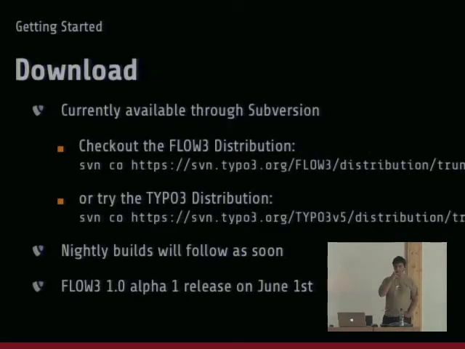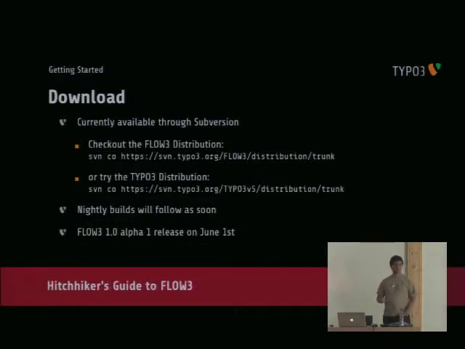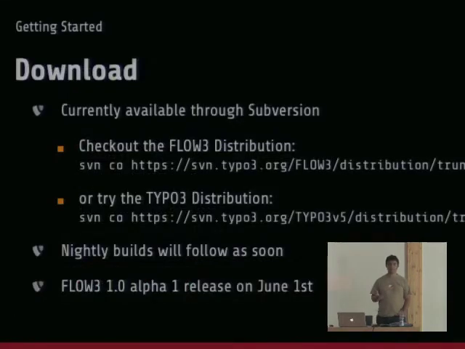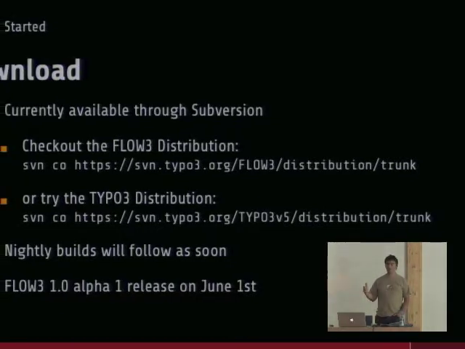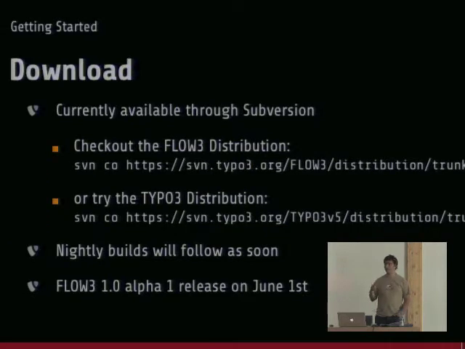You download it from Subversion, and as I said some days ago, when was the keynote? We'll have a first release on June 1st, and our strategy with the Flow 3 releases is that if we feel like the main concepts are in place and the API is stable enough that you should look at it, we'll have a first release on June 1st. From then on, each month, on the first weekday of the month, we'll have a Flow 3 release. In the beginning, it will be alpha releases only, but at some point we'll have beta releases. And when Flow 3 is finally out, we'll have a stable release every month.